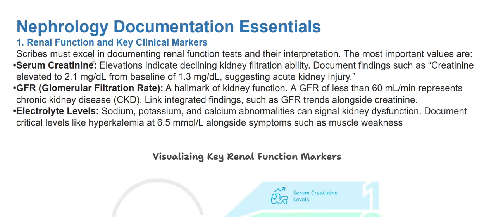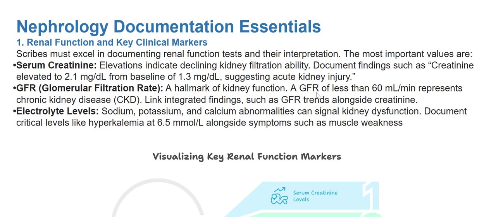Nephrology documentation essentials: renal function and key clinical markers. Scribes must excel in documenting renal function tests and their interpretation. The most important values are serum creatinine; elevations indicate declining kidney filtration ability. Document findings such as creatinine elevated to 2.1 mg per dL from a baseline of 1.3 mg per dL, suggesting acute kidney injury (AKI). GFR, glomerular filtration rate, is a hallmark of kidney function.